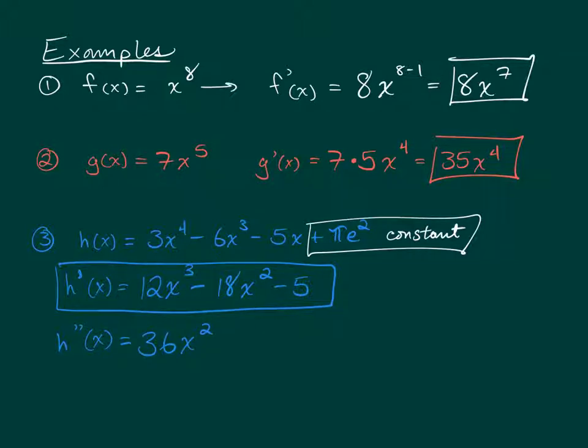In this term here, I'm going to take the 2 and multiply it to the front and get the negative 36, and subtract 1 from the exponent is just x to the first, and the derivative of a constant is 0, as we mentioned over here. We don't write that plus 0, but there that is. So this would be the second derivative of h of x.